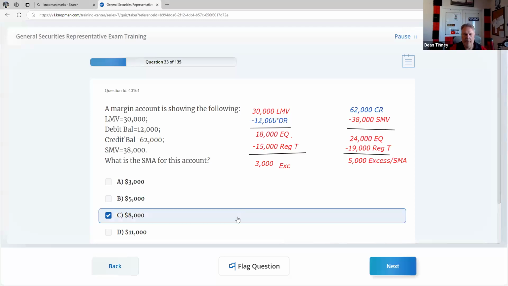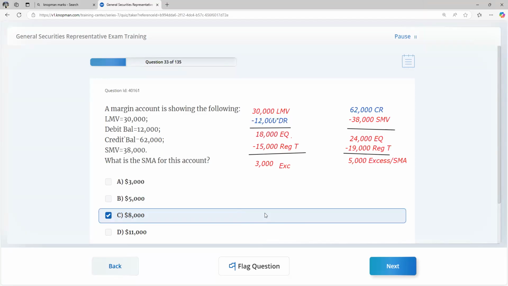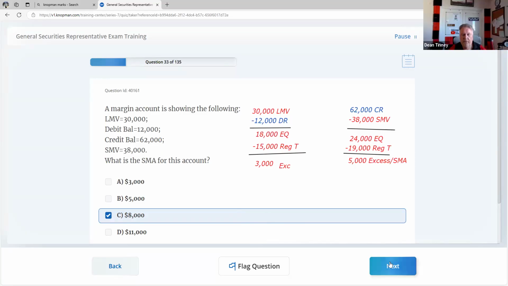So the key is to do what is the SMA, right? We have 3,000 long excess equity and we got 5,000 short excess equity, and so that's a total of 8. So that means we can have 8,000 cash, or how many securities can we buy or sell short without making any kind of deposit? I just like 16 grand, right? You're buying or selling 2 times your SMA.